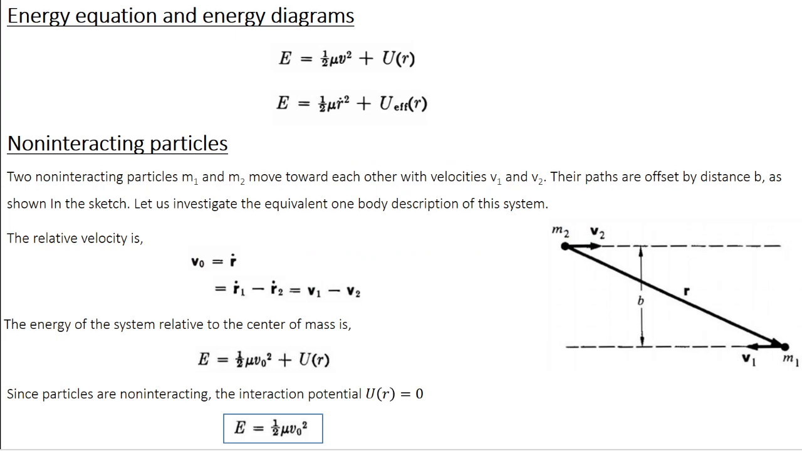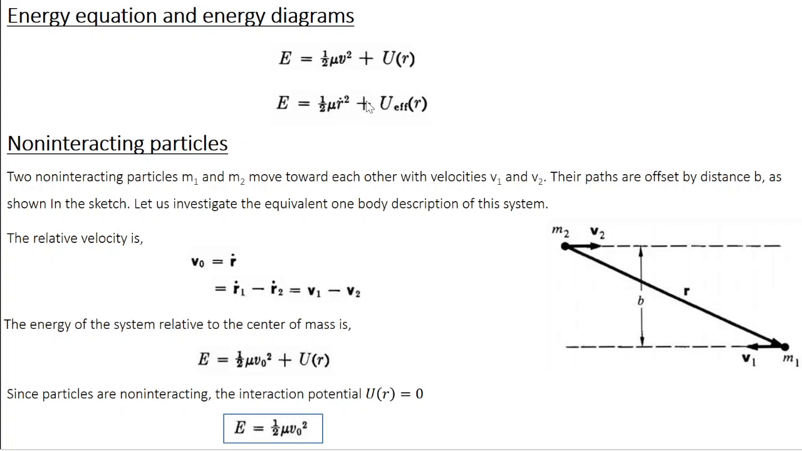In the last class, we have seen two alternative approaches to writing the energy equation. You can write E equal to half mu V square plus U of R, or half mu R dot square plus U effective R, where U effective R is the effective potential. The first equation depends on two coordinates, R and theta, whereas the second equation depends only on the radial coordinate.